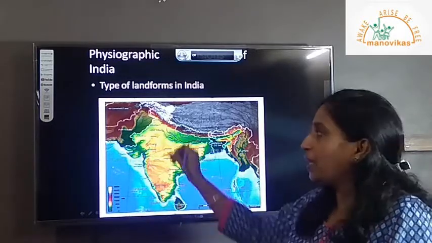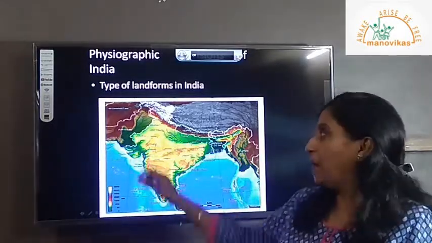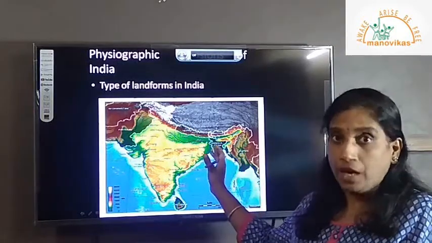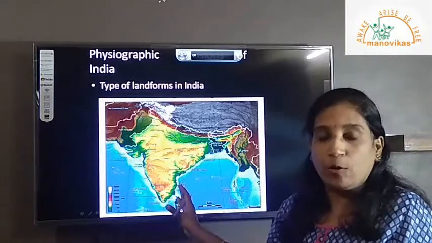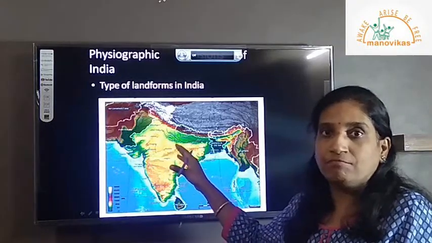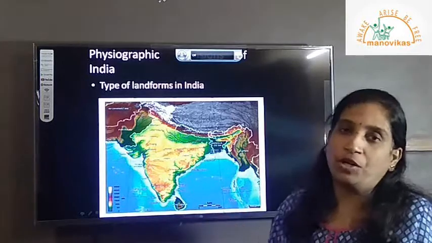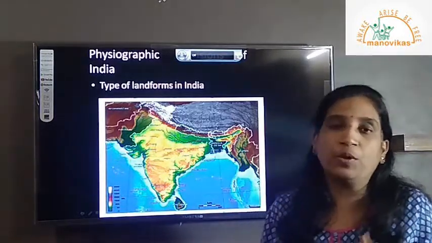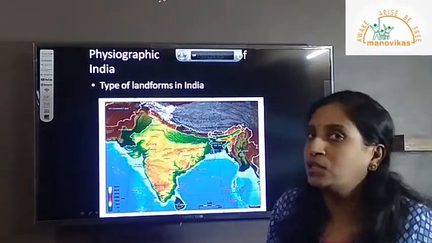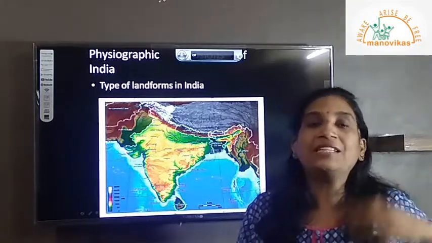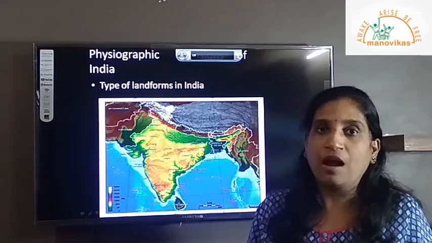Now here you can see there are different color codes used. For example, on the northern side, you can see dark brown color, right? In between there is yellow color, in between there is light brown, in between there is green color, and as usual we know water body is denoted with bluish or blue in color everywhere across the world. Okay, so the color codes which are used to represent different types of landforms are as follows.